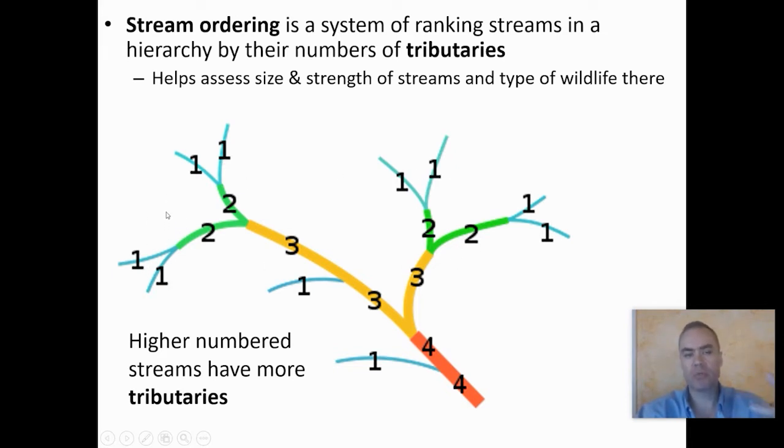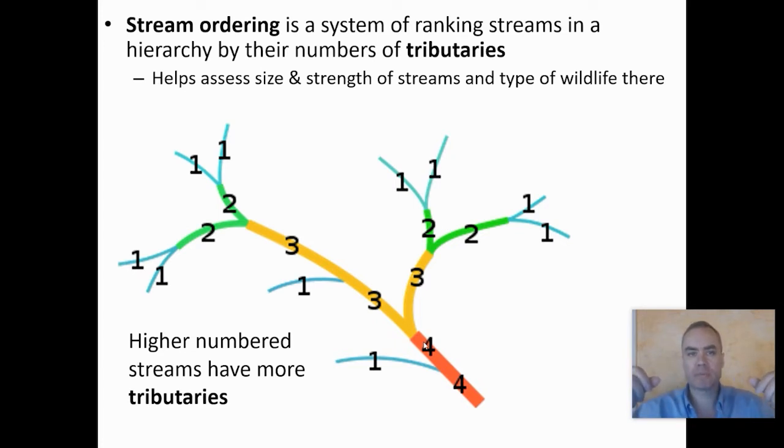And the general rule of thumb is that when you have two streams come together that both have the same number, then you go up one number. So when you get two ones coming together, you get a two. You get two twos coming together in a confluence, you get a three. You get two threes coming together in a confluence, and the new river is a four. So the higher the number, generally, the more tributaries are behind them, sort of contributing to that flow in that river.